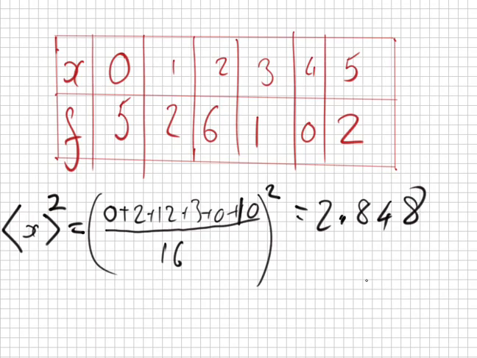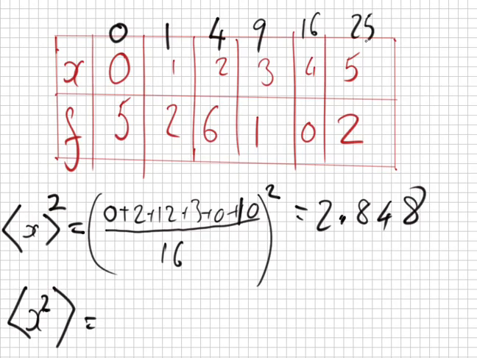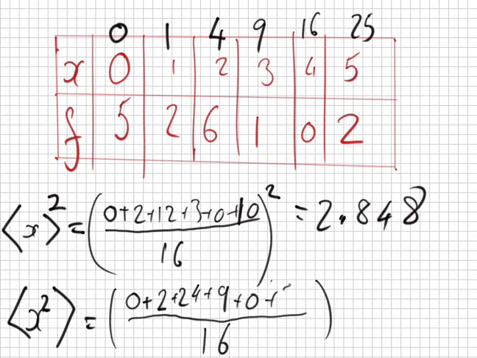Okay, what we do next is the same thing, except now we look at squaring each data piece and then getting the average. So that would be 0, 1, 4, 9, 16, 25. So there it would be over 16 again. 0 plus 2, then 4 times 6, 24 plus 9 plus 0 plus 50.